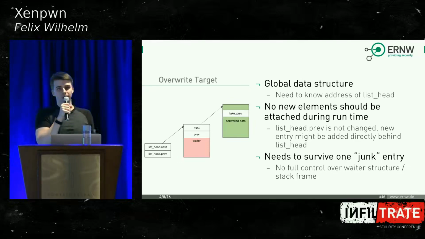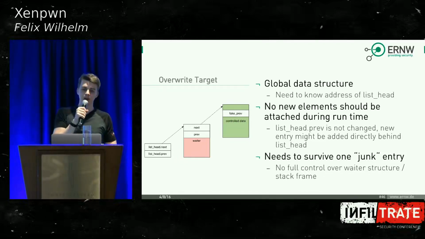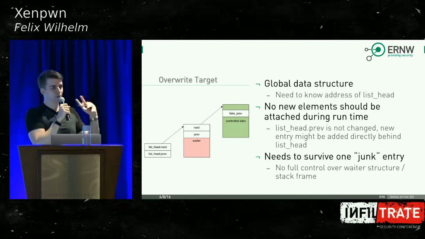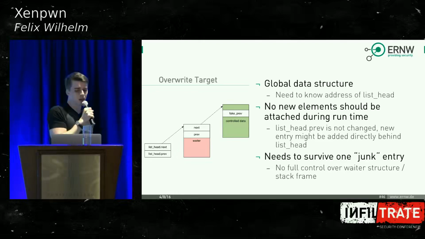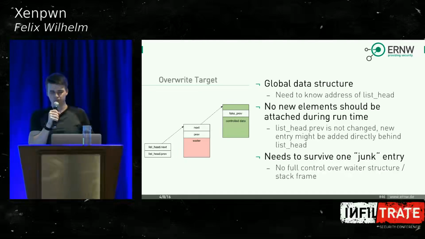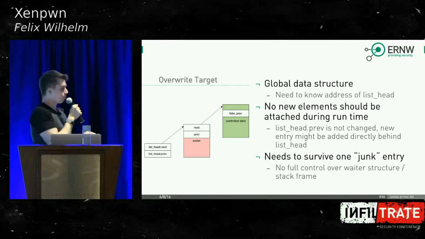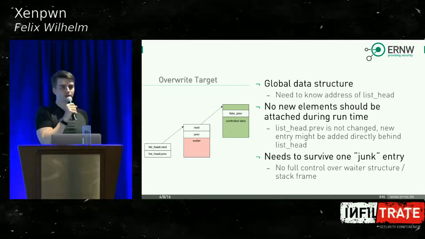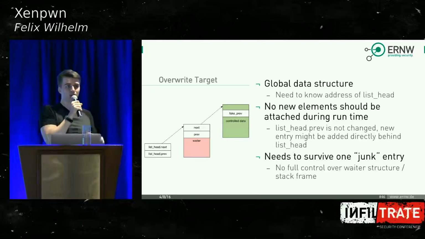First of all, it needs to be a global data structure, so it can't be simply something with a random address. It shouldn't be manipulated during runtime because, since we don't override the previous pointer, our elements would simply be removed from the list again. And most importantly, the code using this linked list needs to survive one junk entry. We don't have complete control over this data structure that's stored in our stack frame. So it would be bad if this just dereferences a pointer in the data structure and crashes or something like that.